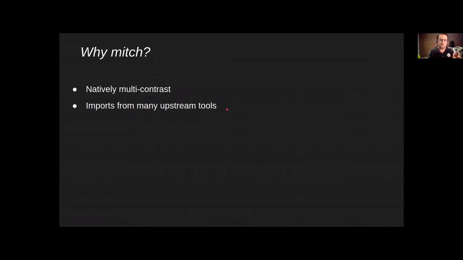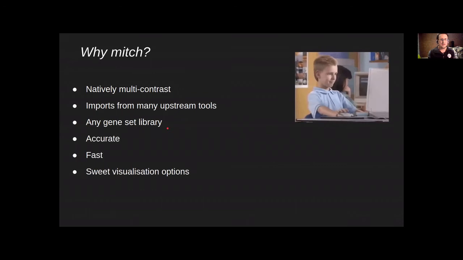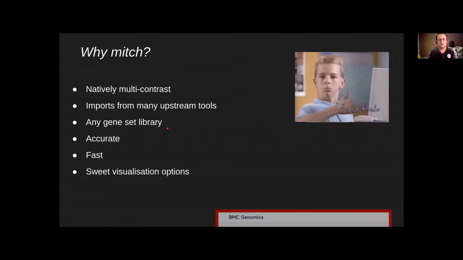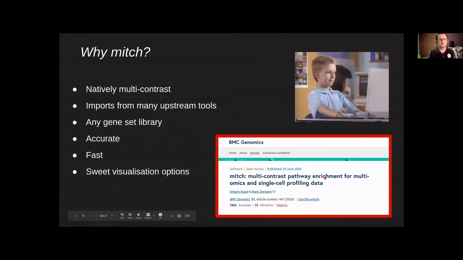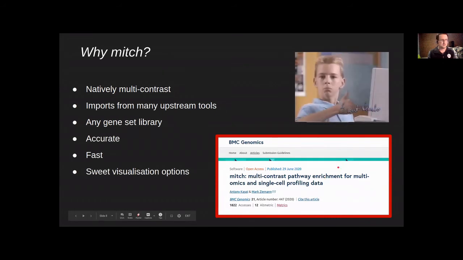It plays nicely with a lot of upstream tools in the Bioconductor ecosystem. So there's not a lot of data wrangling to get your data working in Mitch. It's versatile, so you can use any gene set library. You're not locked into gene ontology or any other. You can build your own if you like. And in terms of its algorithmic perspective, it's very fast and accurate and has really great visualization options, which I'll show you. And if you're interested in that, the paper was published last year.